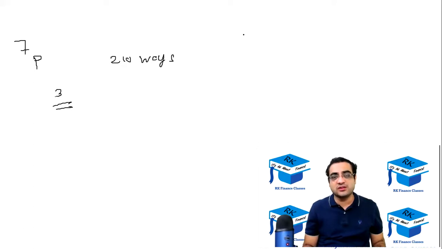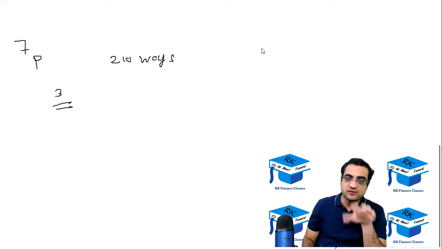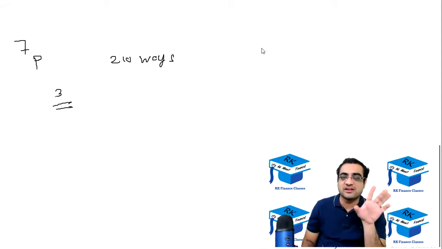How many of you got that 210? Just answer as per the poll. Out of 7, you need to choose 3, but the order is important, so you have to use permutation. So 7P3.